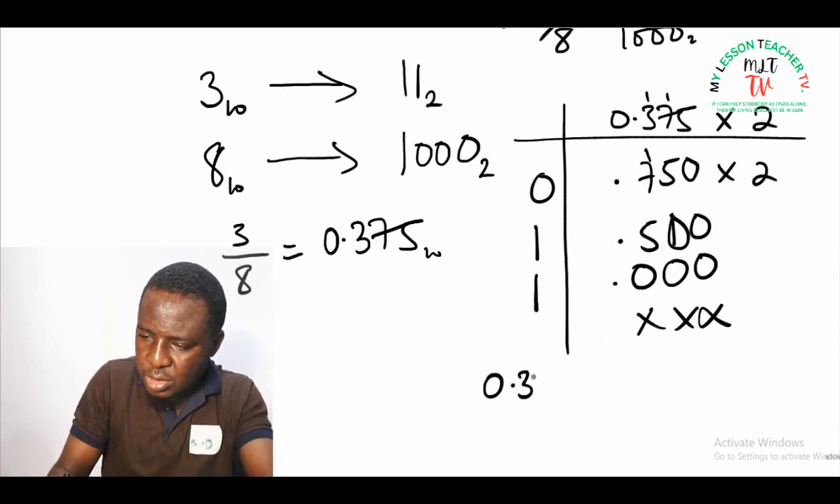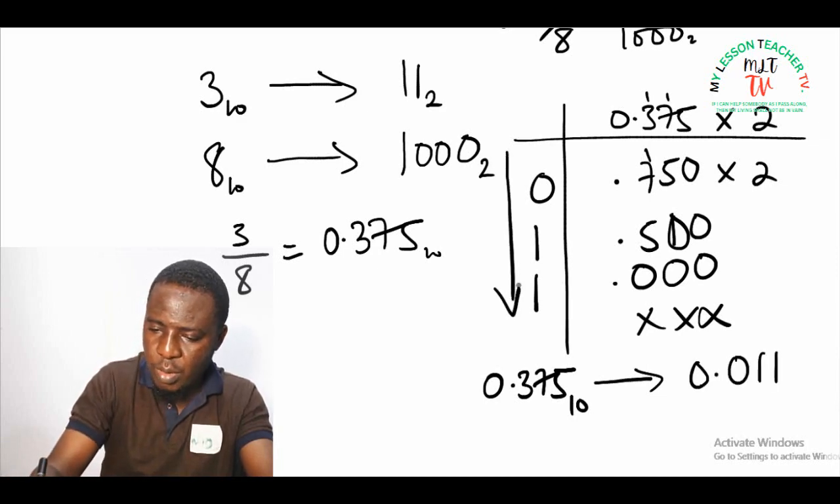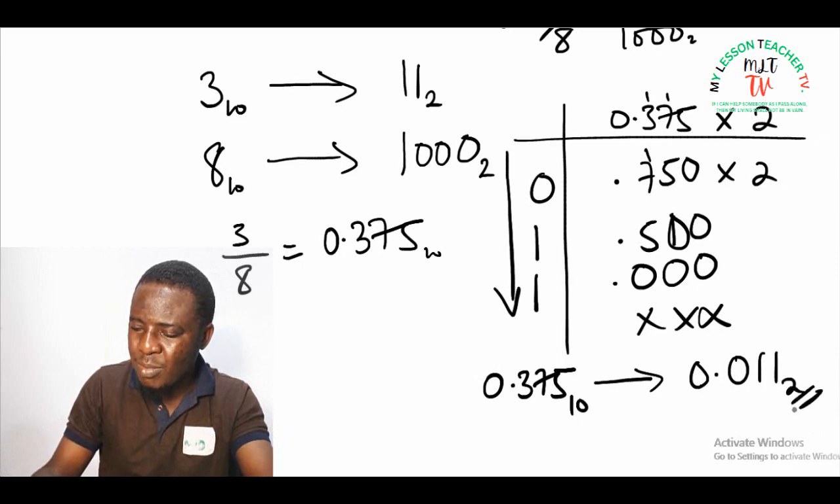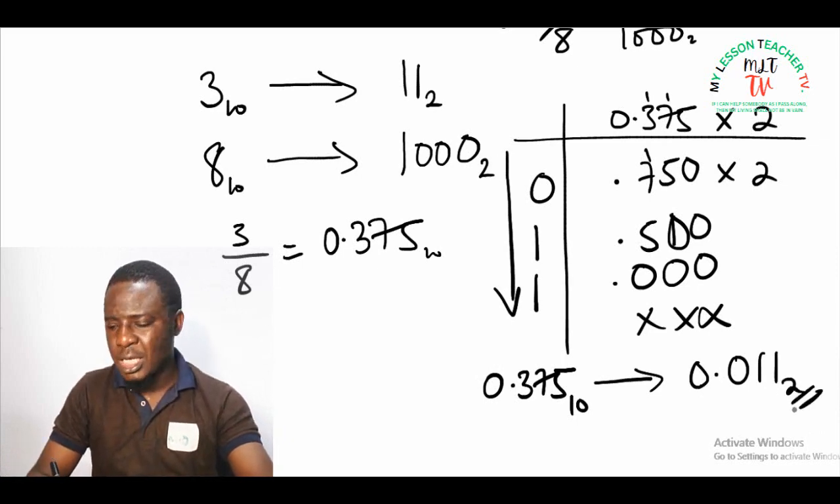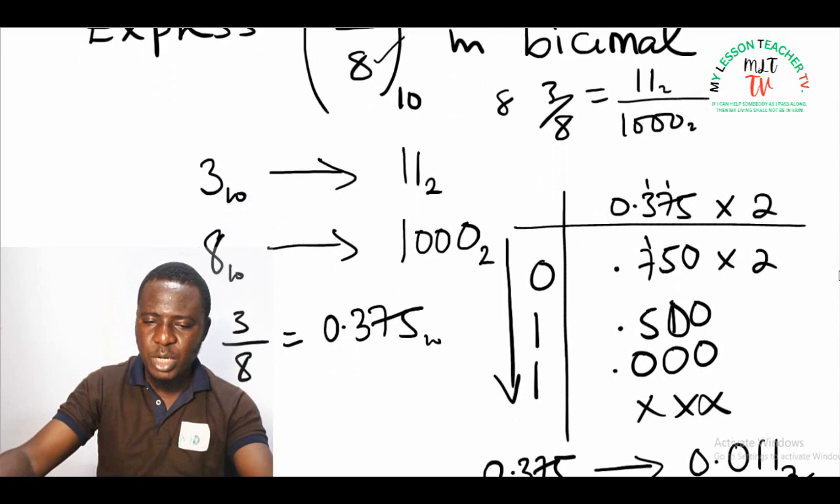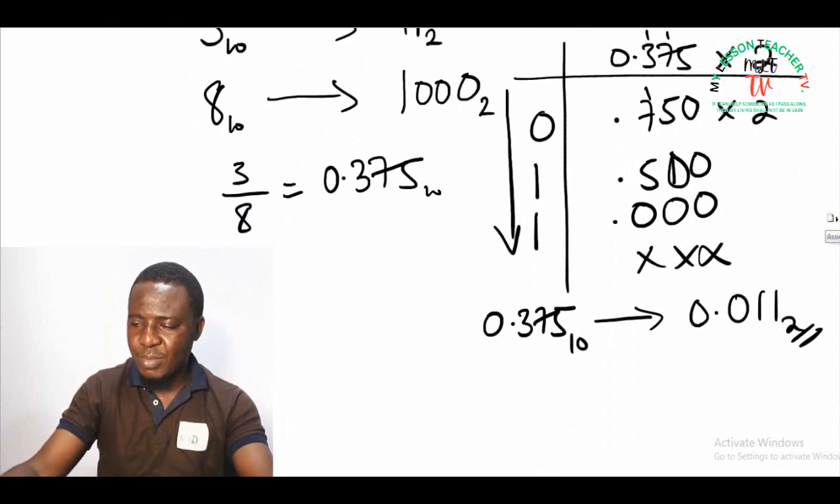That is, 0.375 in base 10 is equivalent to 0.011. Remember, you have to take your multiples this way. So 0.011 in base 2. So this is the equivalent of what you will get. So we have been able to express 3 over 8 in decimals.